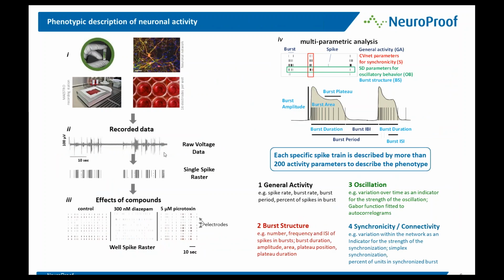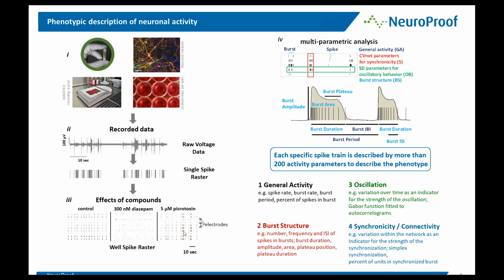Now, using iPS neurons, which come cryopreserved out of a vial, which we just put on MEAs, as you see here, we also use the Maestro recording station from Axion Biosystems, multi-well MEAs. We record the raw voltage, transfer that into single spike raster plots, and eventually we can see compound effects on a network level.